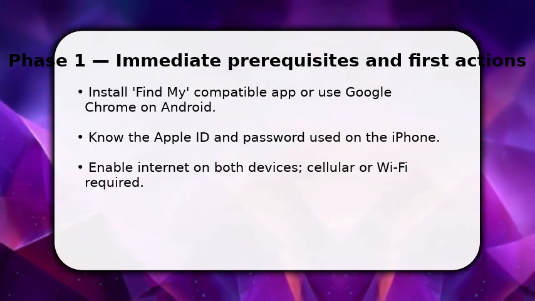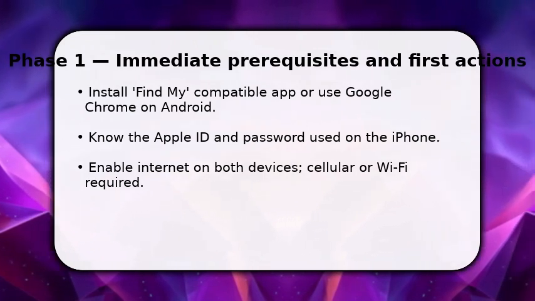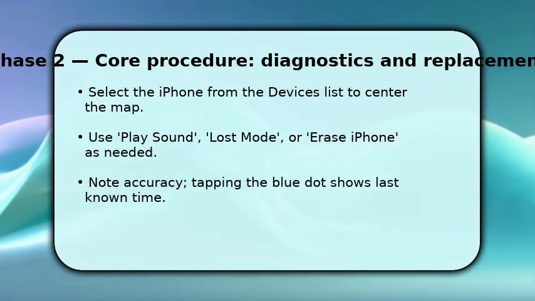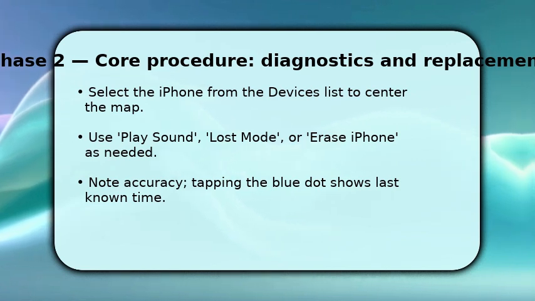This is the first actionable step that starts the device query. If prompted, bypass two-factor on another Apple device. Once the device list appears, you select the iPhone and wait for the map to center. That confirms communication and gives a location estimate.